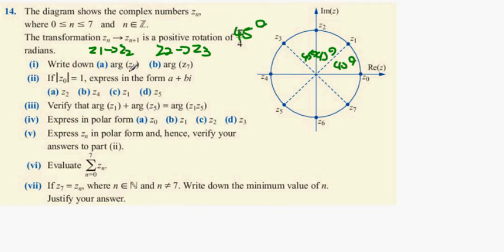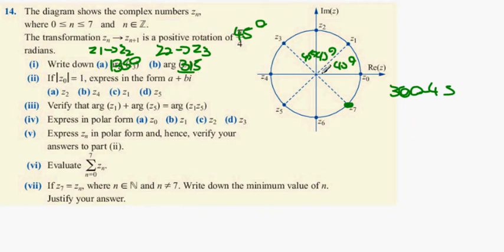Now, what it's going to ask is to write down the argument of, for example, Z3. Well, the argument of Z3 is going to be 135 degrees because it's 3 times 45. The argument of Z7 is located here, 45 degrees short of 360, so it's going to be 315 degrees. Okay?